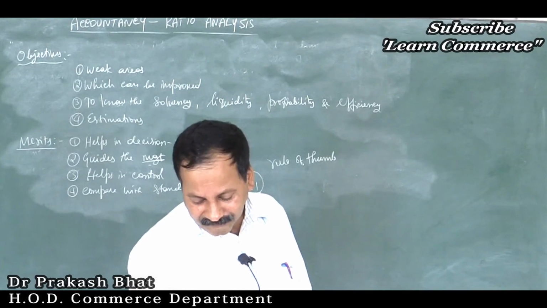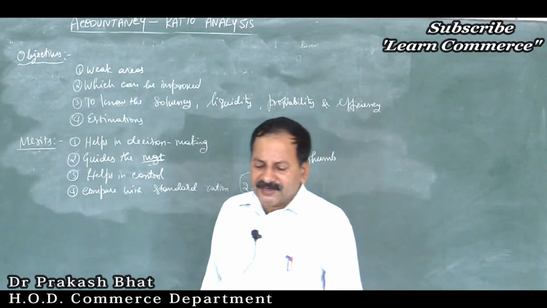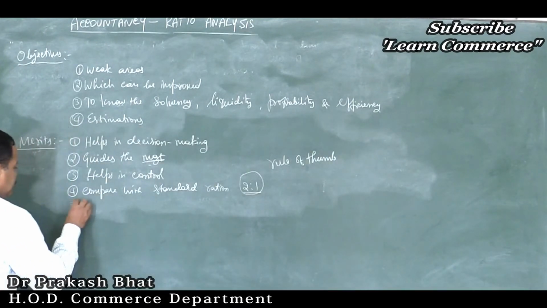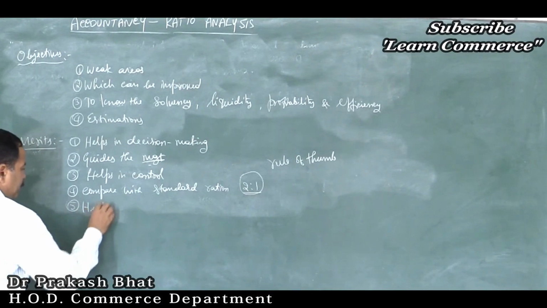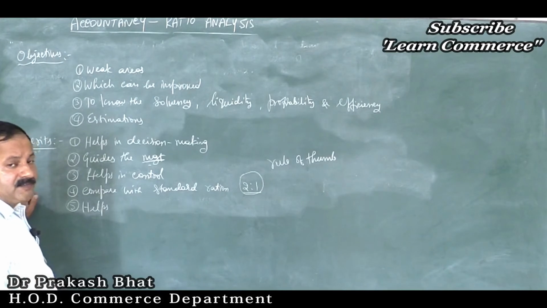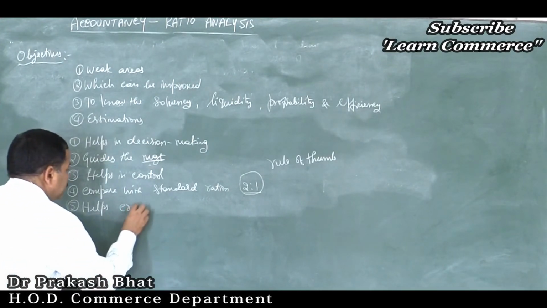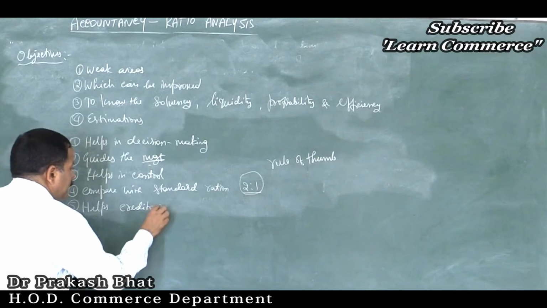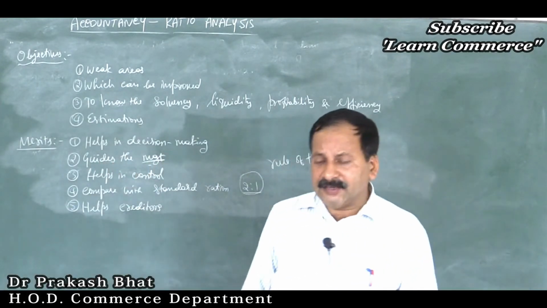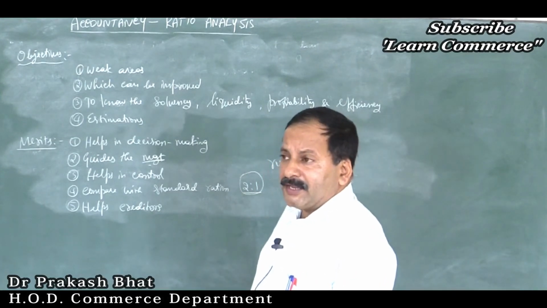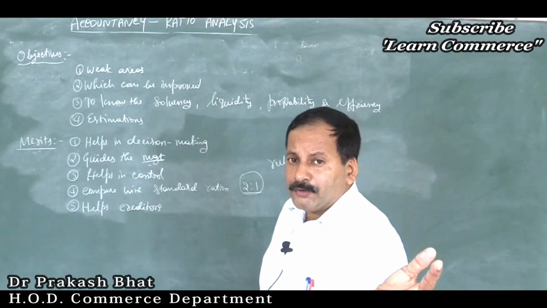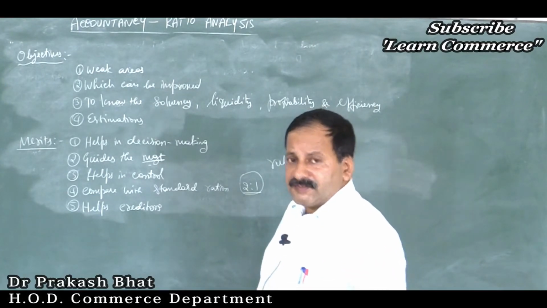Then, it helps creditors by giving information. Creditors will come to know by seeing the financial statements whether they can supply on credit basis or not, isn't it? Because if there is a guarantee of payment, then only they can provide credit. If the company is already incurring losses, who will give the credit? It's like banks giving a loan to a beggar, isn't it?